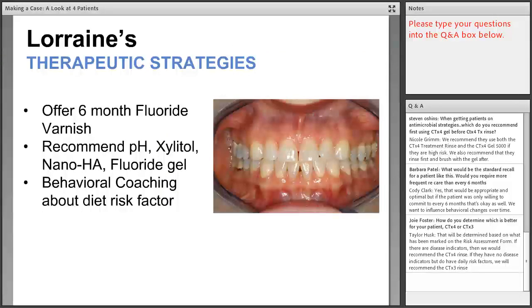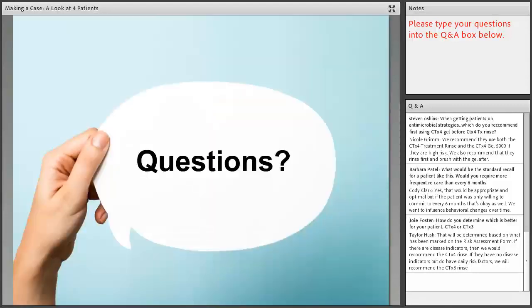And so here's what I would do. She's moderate risk in my practice. I offer her a 6-month fluoride varnish, which she does, by the way. I recommend a fluoride, xylitol, alkaline pH, nano-HA gel, and then talk to her about her risk in terms of consuming dark chocolate, helping her understand that she can still consume the chocolate, but she can make it less risky for herself by eating it differently. So that's kind of how I would approach that. How'd everybody do with that? Did everybody kind of follow that?